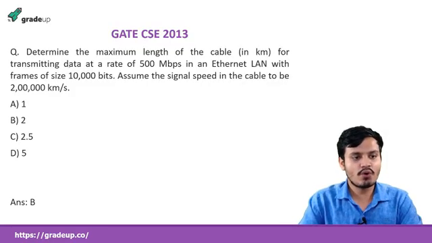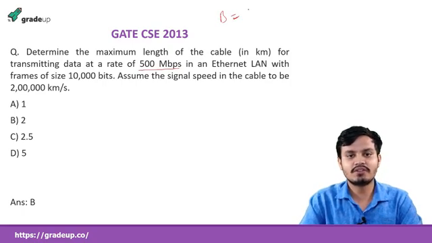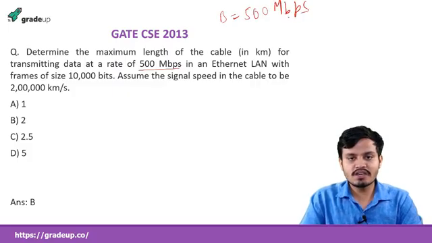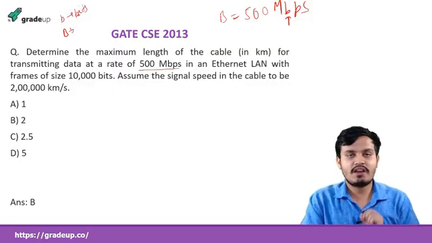with frame size of this. Okay, so here we are given 500 Mbps. So what does it mean? It is bandwidth. What is 500 Mbps? So you are saying the small b. Small b means bits and capital B means byte. Always remember this thing, okay?